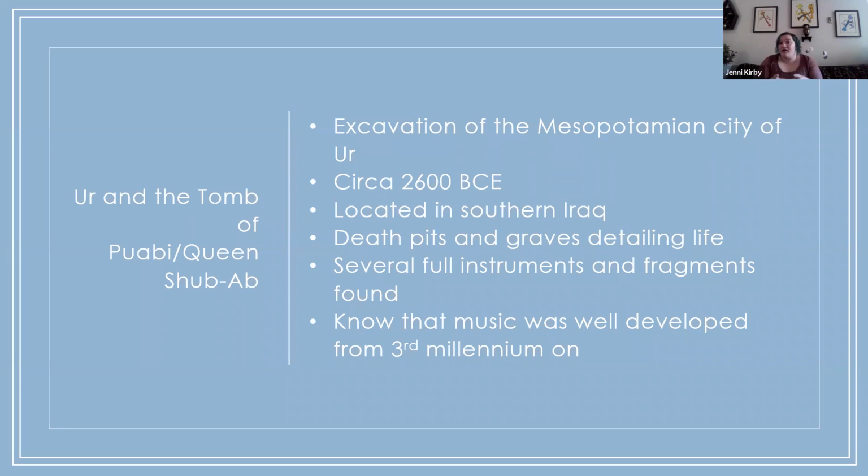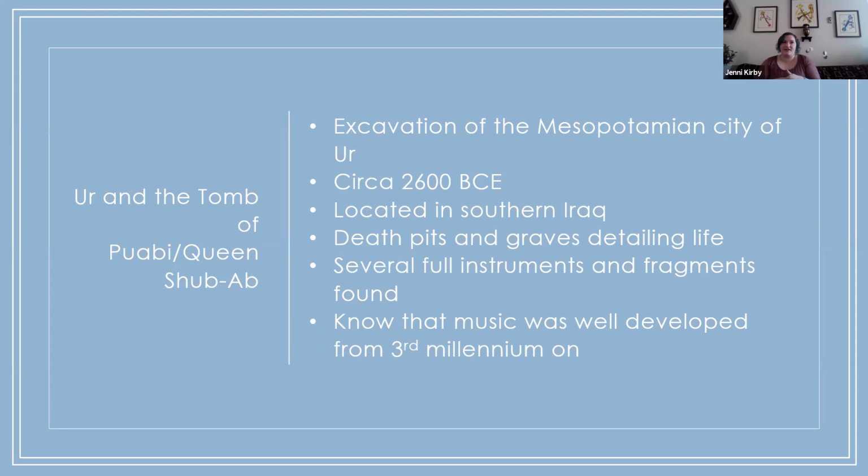Well, what's neat about that is that it leaves us basically with a little orchestra that was in her procession. So we've got full instruments and fragments of instruments. We have about 10 that are significant, in significant condition that they can be reconstructed. And so we know that at least at this time, music was really well established. If you've got basically a little orchestra, you know that there's a really good system in place.